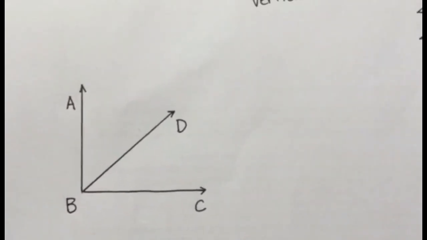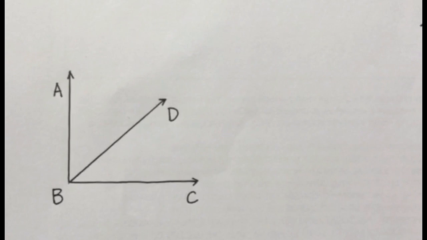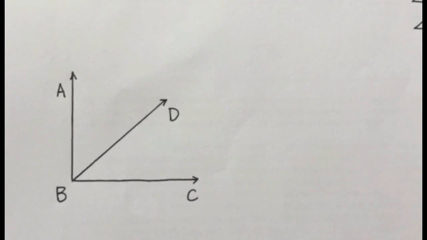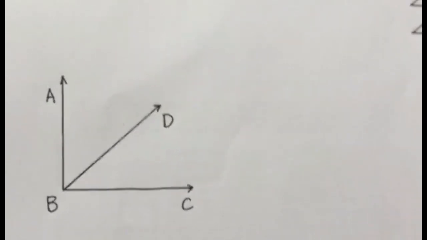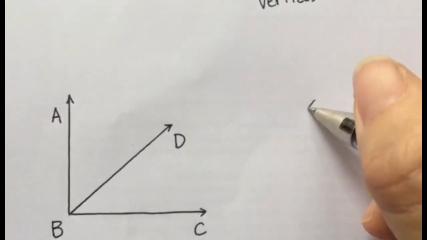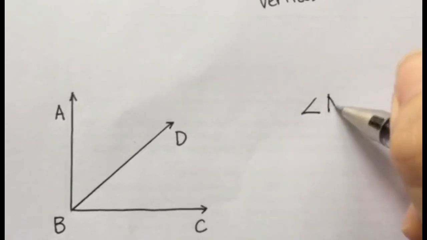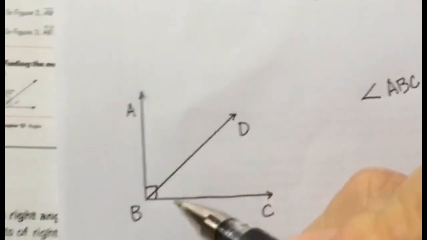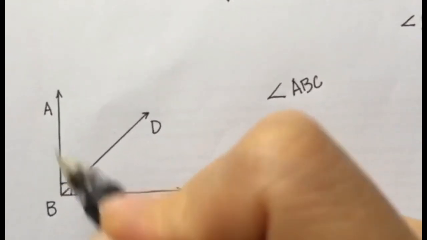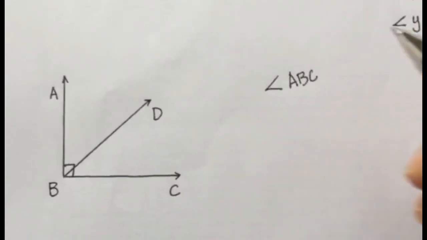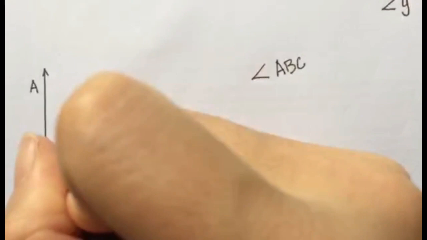In this figure, can you find out how many angles there are? Are there 2 angles or 3 angles? Did you realize that there are actually 3 angles? Okay, let's write them down. Angle ABC is the right angle, the perpendicular lines. AB and BC are perpendicular to each other. So angle ABC is a right angle.